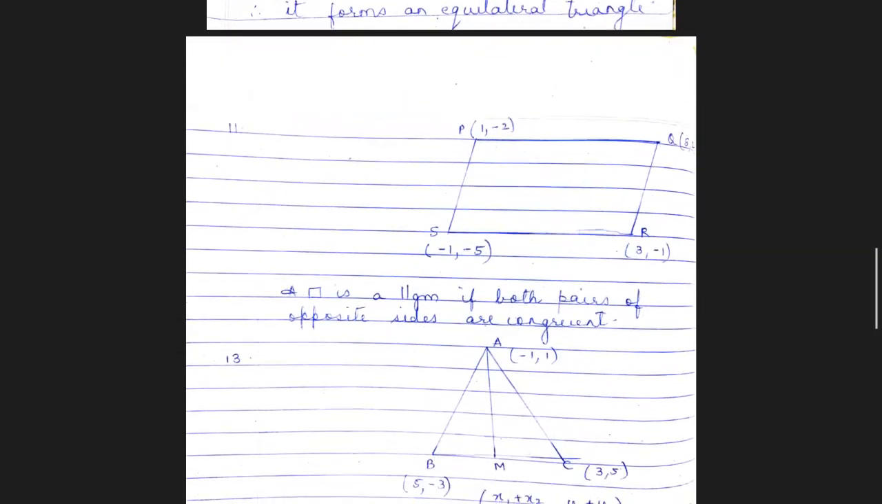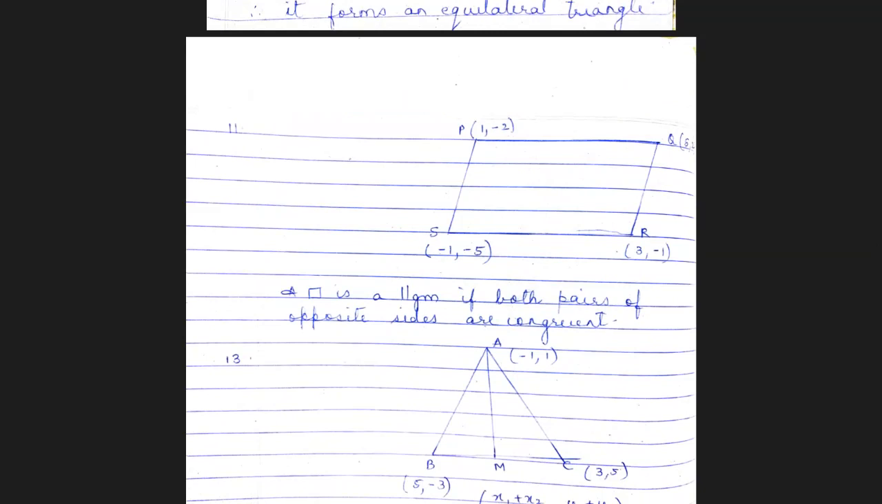Okay. Now, after question number 8, 9 and 10 have been deleted from your syllabus, so it is not there. Question number 11, the question is, you are given 4 points. Show that the points P, Q, R, S are the vertices of a parallelogram. Now, I have drawn the figure.